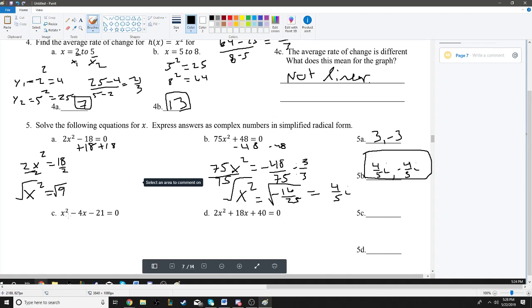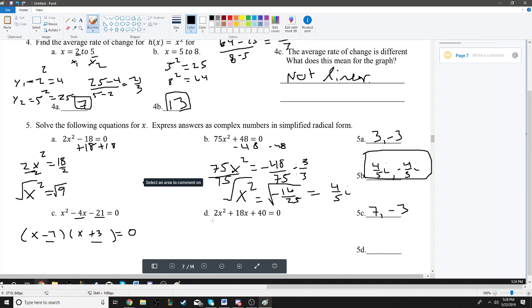Okay. For this, we need to factor. I'm going to factor. This would be an x, and in the back they need to multiply to negative 21, but combine to make negative 4. So that's going to be a negative 7 and a positive 3. And then I just take the opposite of each of these numbers. My answers are positive 7 and negative 3.